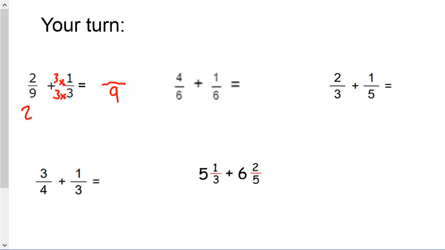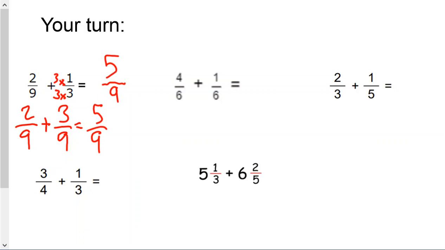we have 2/9 plus 3/9. And now we have common denominators, and we can just add right across. So we have 5/9. So your answer here is 5/9.